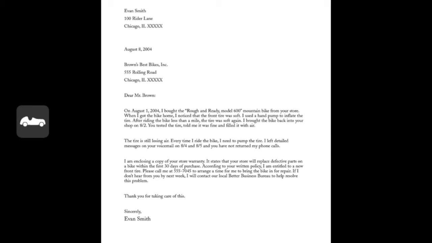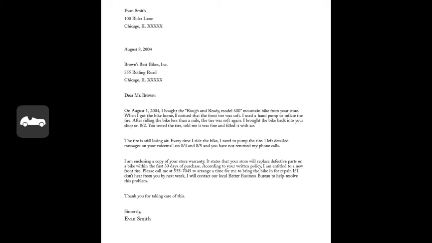I am enclosing a copy of your store warranty. It states that your store will replace defective parts on a bike within the first 30 days of purchase. According to your written policy, I am entitled to a new front tire. Please call me to arrange a time for me to bring the bike in for repair. If I don't hear from you, I will contact the local Better Business Bureau to resolve this problem. Thank you for taking care of this. Sincerely.